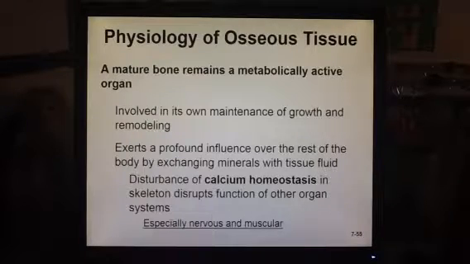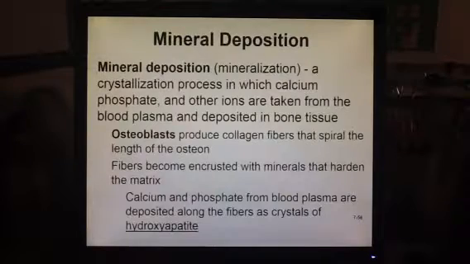Calcium homeostasis, remember homeostasis means a stable internal environment, and the bone is in charge of keeping that calcium level within a happy range. When calcium gets too high or too low, it could disrupt function in other organ tissues or organ systems, especially the nervous and the muscular systems. So we're going to talk about two processes.